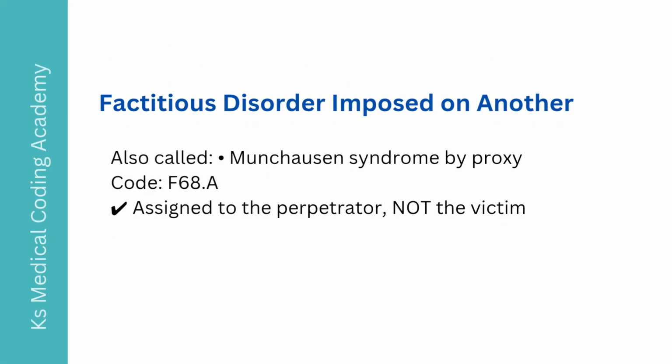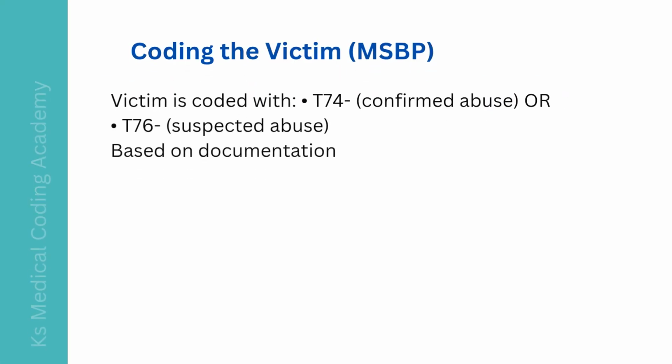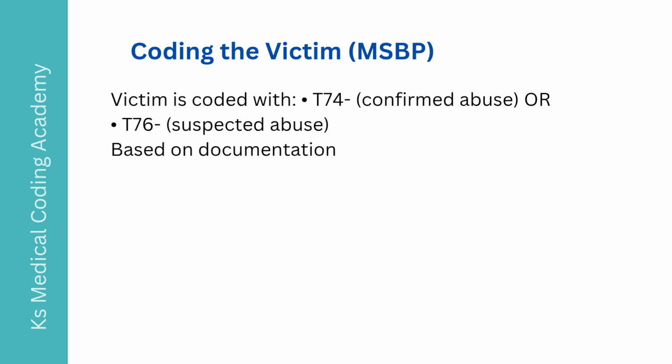Factitious disorder imposed on another, also called Munchausen syndrome by proxy. Code F68.A. This code is assigned to the perpetrator, not the victim. Coding the victim. The victim is coded using T74 for confirmed abuse or T76 for suspected abuse, based on provider documentation.